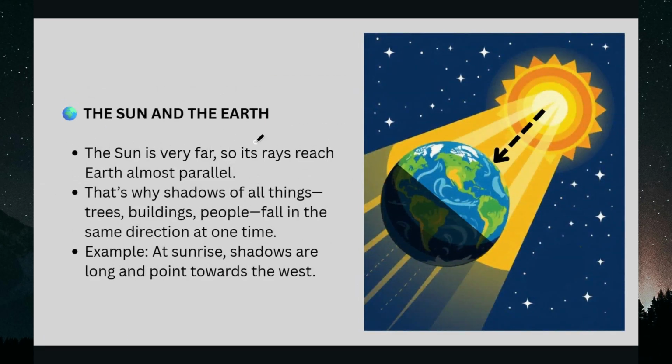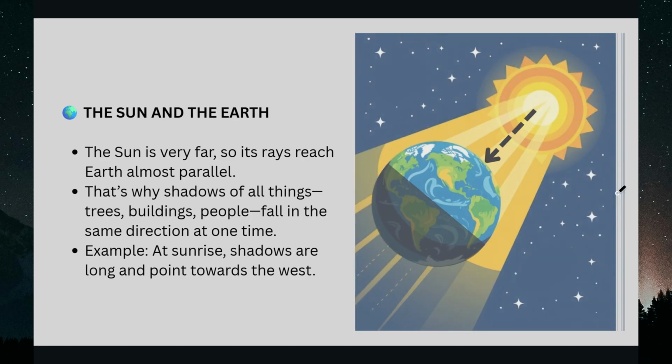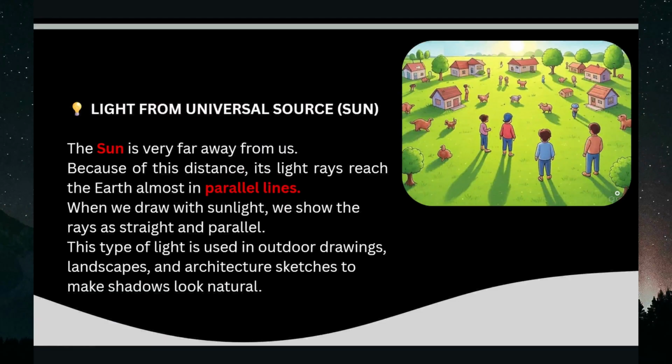Now, this is the next part that is going to be very, very important for you because it is quite relevant for us: the sun and the earth. The sun is very far, so its rays reach us almost parallel. That's why the shadows of all things, trees, buildings, people, fall in the same direction at one time. For example, at sunrise, shadows are long and point towards the west, right? I'll show you some visual examples in upcoming slides so that you can understand everything. So you have to understand this concept as well.